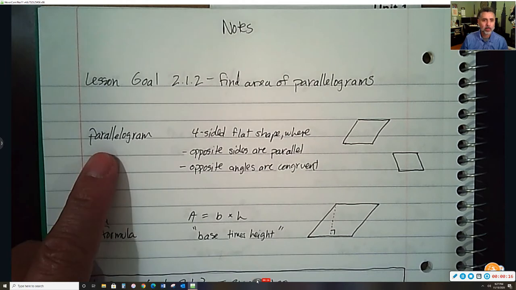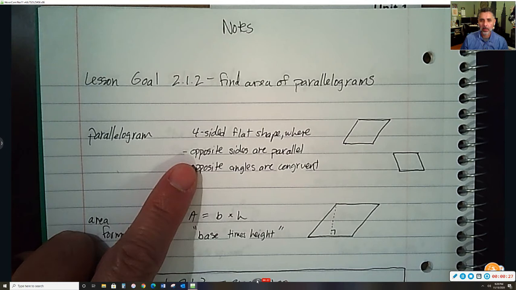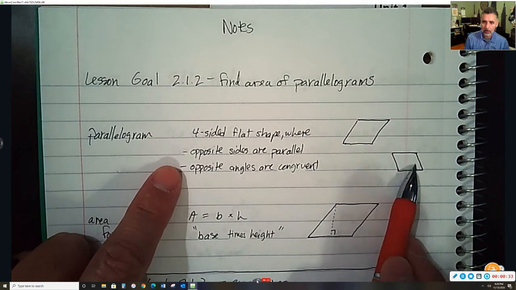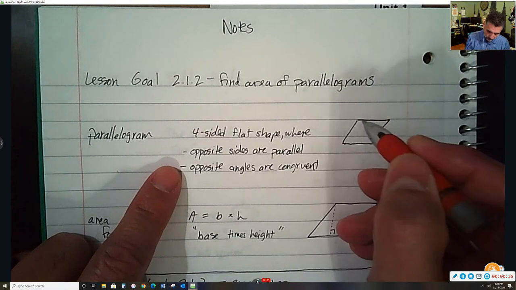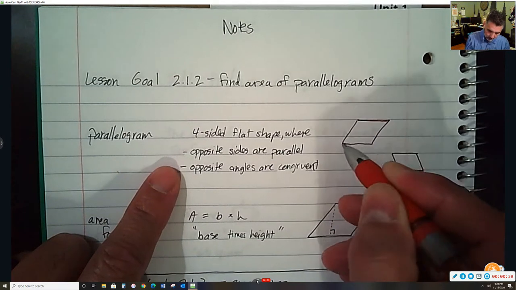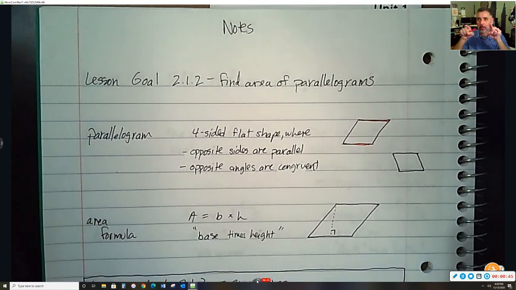And first, let's just define what a parallelogram is. It's just a four-sided flat shape, and these are two important properties of a parallelogram. The opposite sides are parallel, and the opposite angles are congruent. So here's two examples of parallelograms. If we look, this line and this line, these are the opposite sides. Those are parallel. Okay, and parallel just kind of means they run in the same direction.